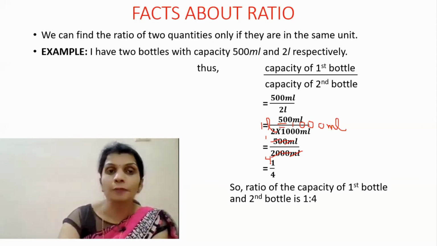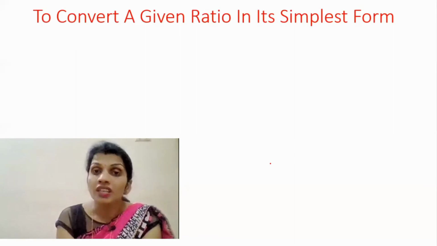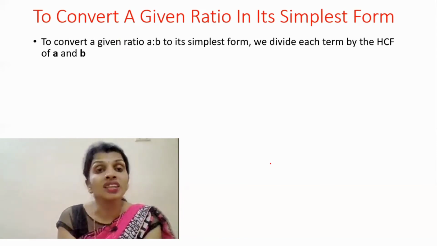Now, to convert a given ratio into the simplest form, or you can say to reduce it to its lowest terms, what do we do? Suppose a ratio A is to B is given and you have to convert it into the simplest form. So what are we going to do? We are going to divide the terms by their HCF.